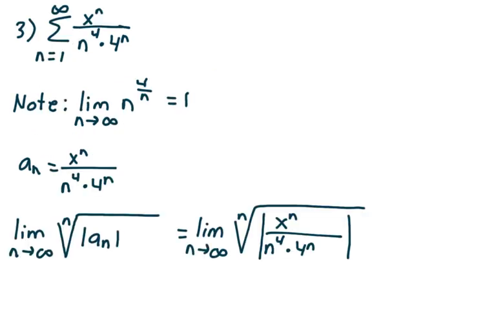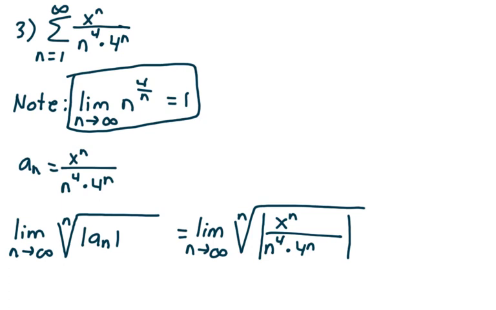Let's take a look at example 3. Suppose we have the summation from n equals 1 to infinity of x to the n over n to the fourth times 4 to the n. So this is a perfect one where I can apply the root test. Now, one thing I want you to note, the limit as n goes to infinity of the nth root of n to the 4 is equal to 1.